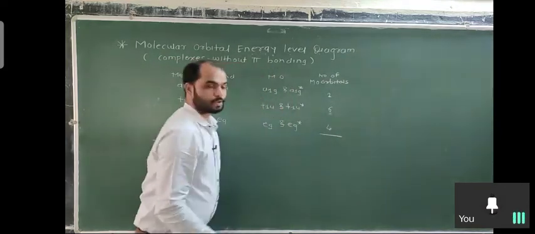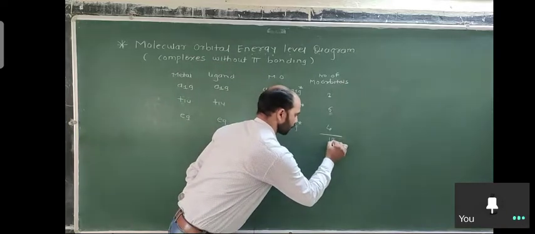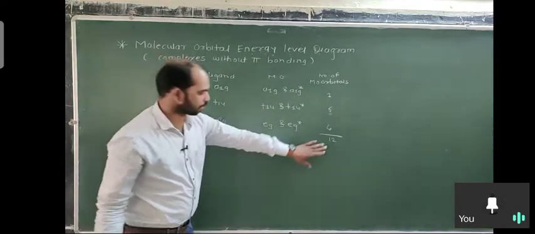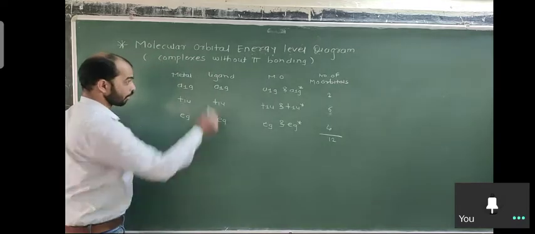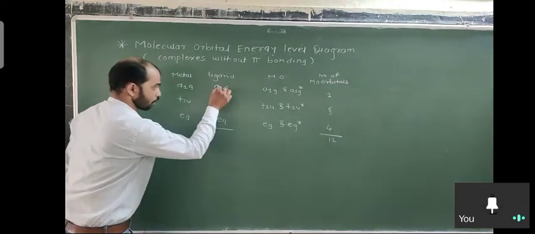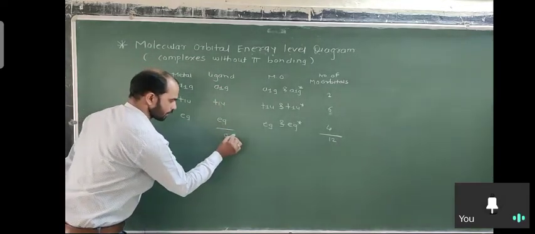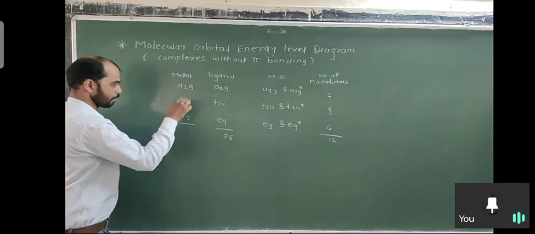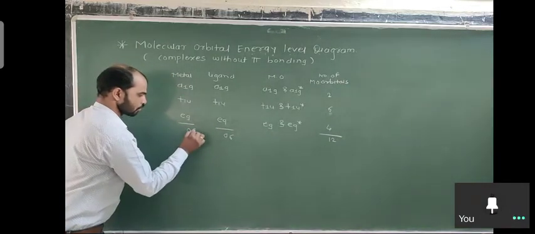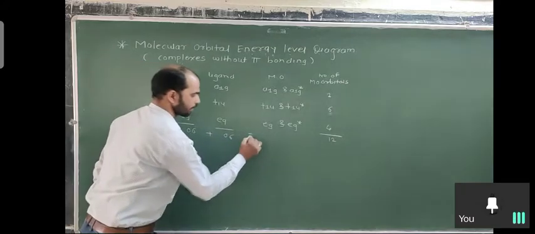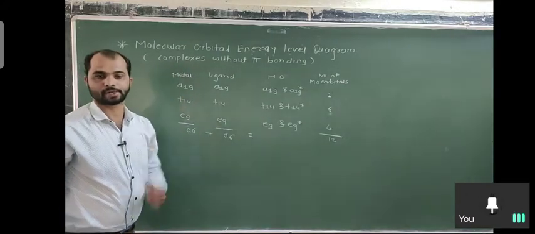So how many atomic orbitals in total? 12. How many molecular orbitals are formed? 12 molecular orbitals. How many atomic orbitals on the metal? 1 plus 3 plus 2, 6. And on the ligand 6. So 6 plus 6, we get 12 molecular orbitals.